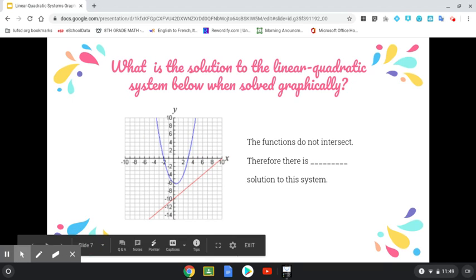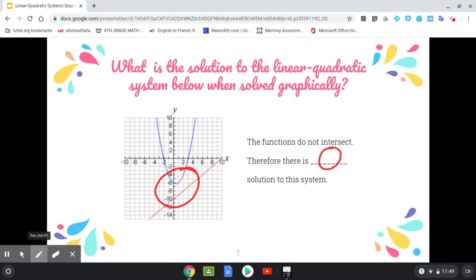And then your last one is no points of intersection. If there are no points of intersection, there is no solution. There's nothing equal about those two graphs. Okay, pause the video, make sure you get that down.